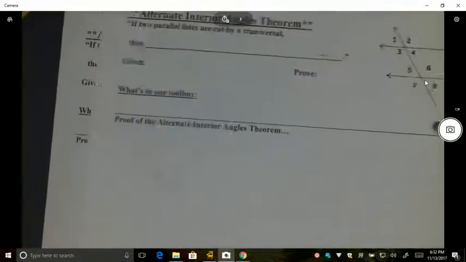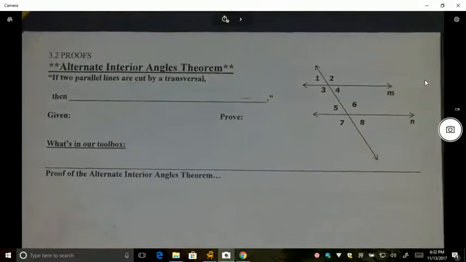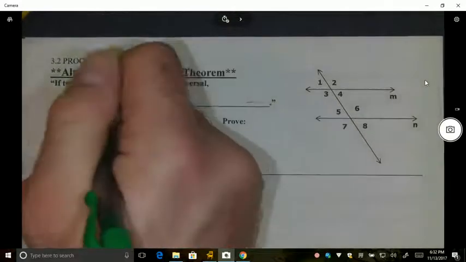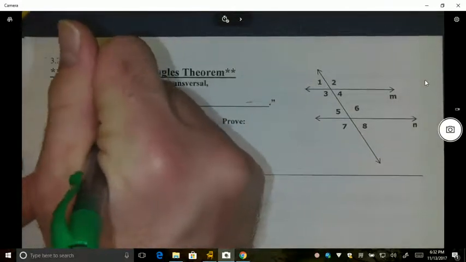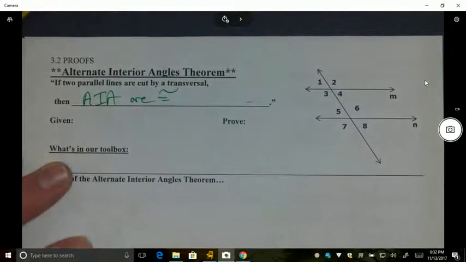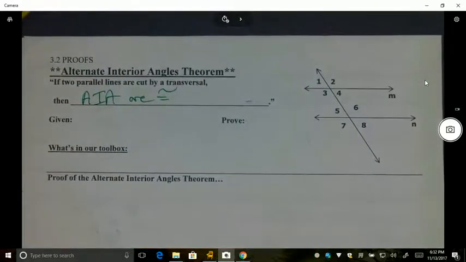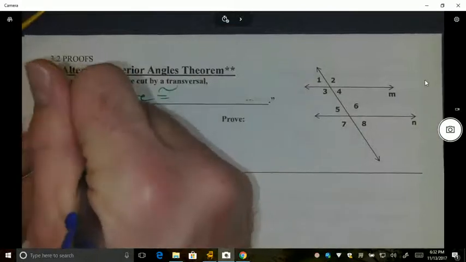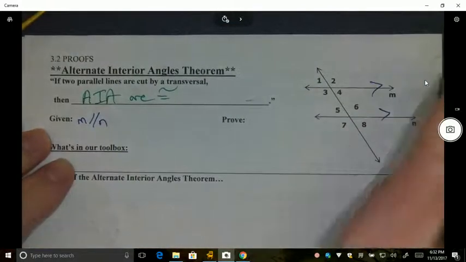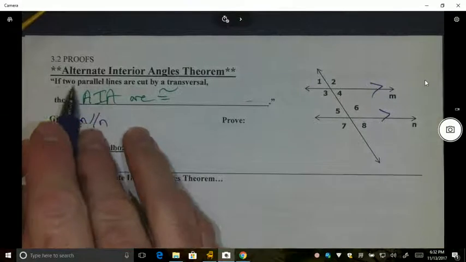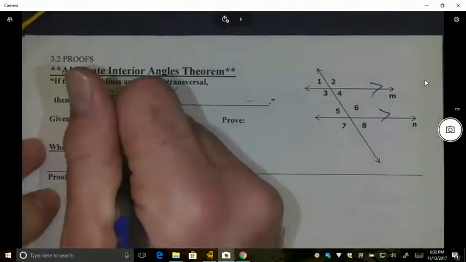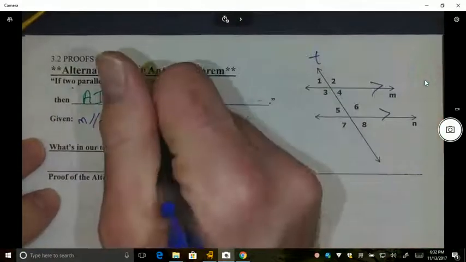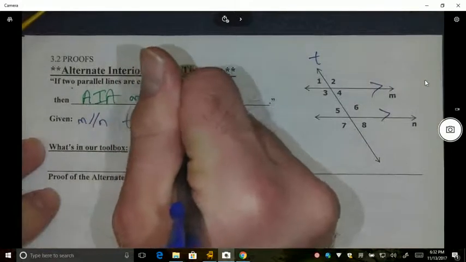Proof of the alternate interior angles theorem. If two parallel lines are cut by a transversal, then alternate interior angles are congruent. This picture is set up similarly, but our picture doesn't always have to be like this. Our given is that M is parallel to N for this particular picture, because our hypothesis is that the lines are parallel. And T, we'll call it T, is the transversal.